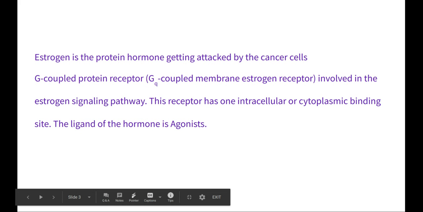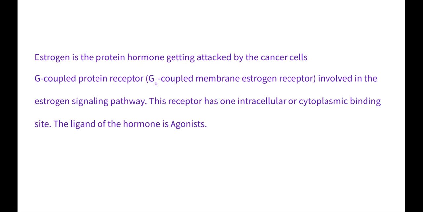Estrogen is the protein hormone getting attacked by the cancer cells, and the GPCR, or the G protein-coupled receptor, is involved in the estrogen signaling pathway. This receptor has only one cytoplasmic binding site, and the ligand of the receptor of the hormone is called an agonist.